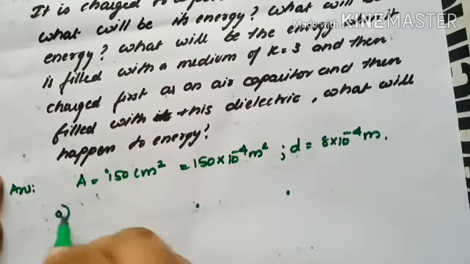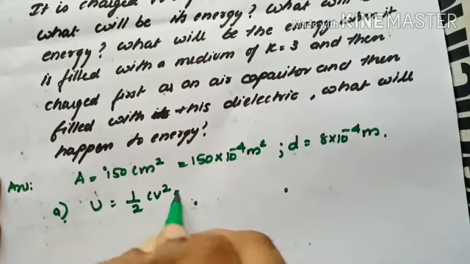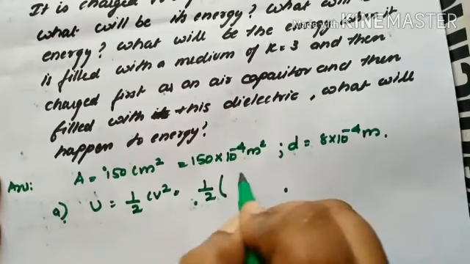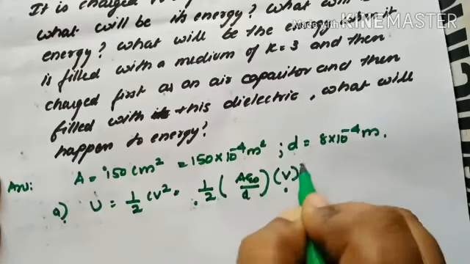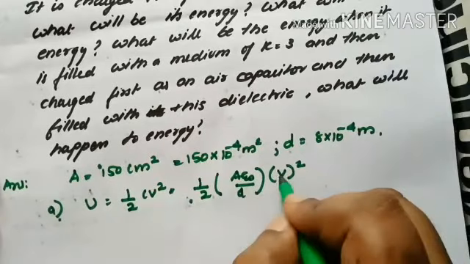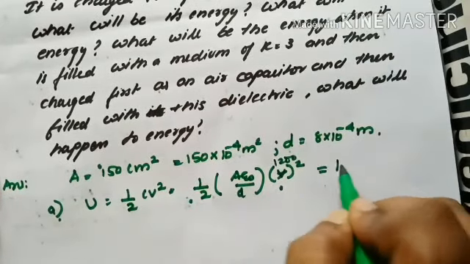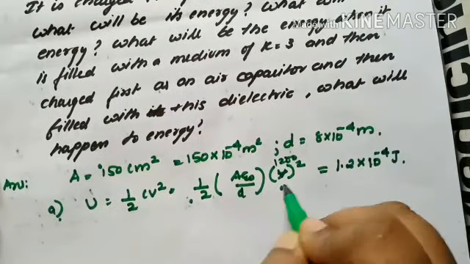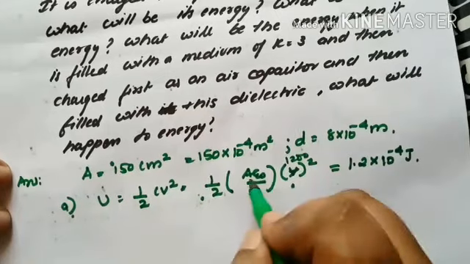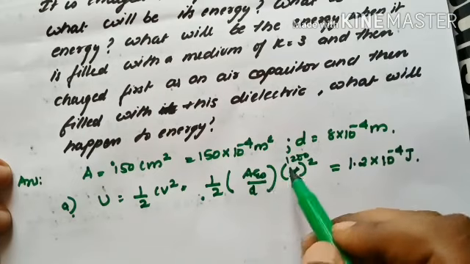Now for part A, what is the energy's equation? Half C V squared is very simple. Half into C, which is A epsilon naught by D, and V square. V is given as how much? 1200. The question gives it. After calculation, you will get around 1.2 into 10 to the power minus 4 joule. The calculation you have to do by yourself. The area's value is given. What is epsilon naught's value? It is around 8.85 into 10 to the power minus 12.